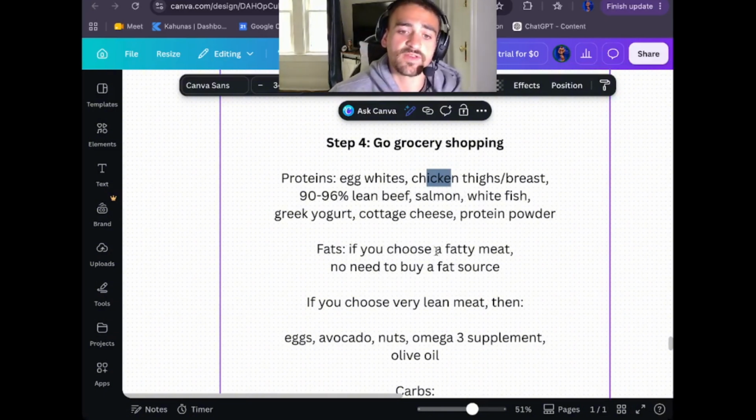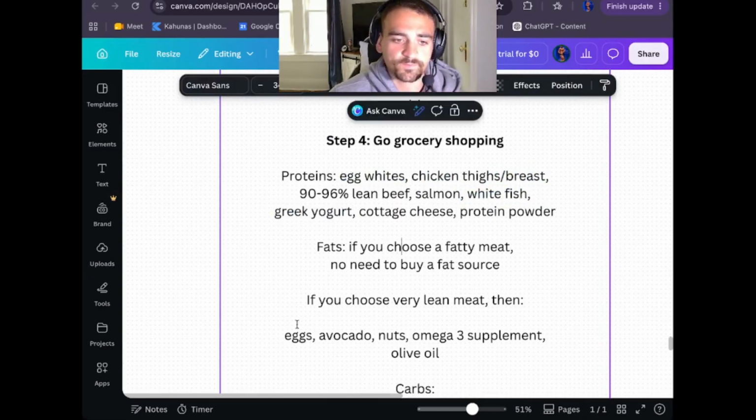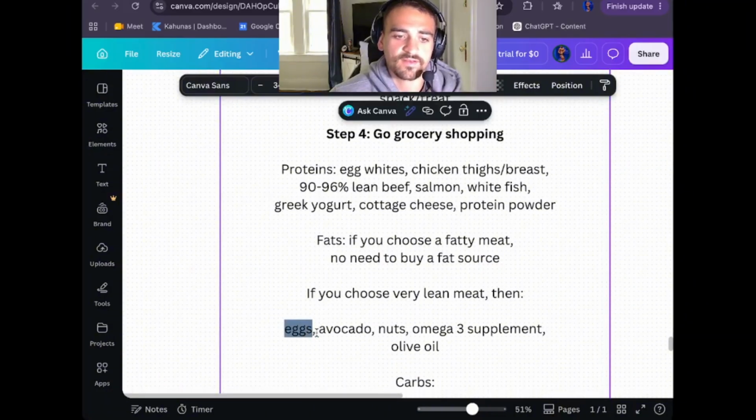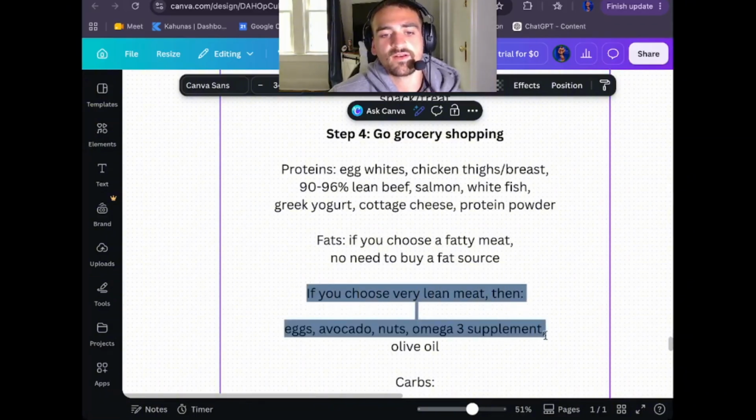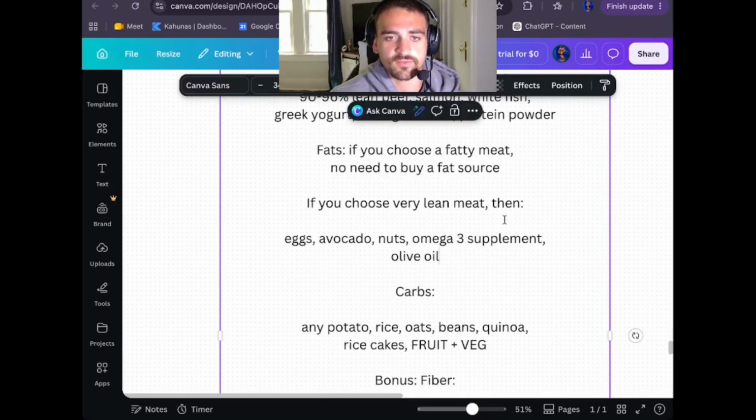But if you go with super lean proteins like egg whites, chicken breast, white fish, non-fat Greek yogurt, then you can buy a fat source, right? In this case, you can go with eggs, avocado, nuts. I would always recommend omega-3 supplements, especially if you're not eating salmon or chicken thighs or olive oil, right? Again, I would only recommend having an actual fat source in your diet if the meats that you're eating are very, very lean already. Okay, so you have to pick and choose what you want there.